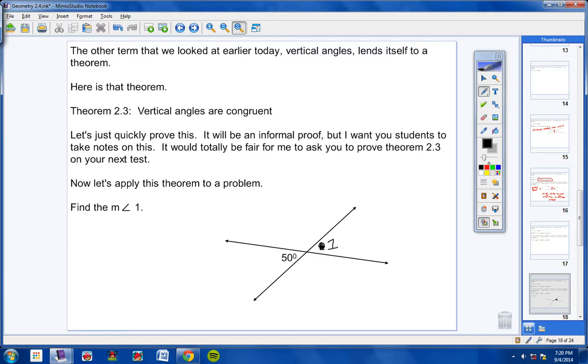Well, right away, students, if you've been listening at all, you should see we have a line here that's intersecting this line here. And whenever two lines intersect, the angles that are across from each other are called vertical angles. And we just learned a theorem that said all vertical angles are congruent. So if this angle here is 50 degrees, then the measure of angle 1 would also be what? 50 degrees, because these two angles are vertical angles, and vertical angles are congruent.